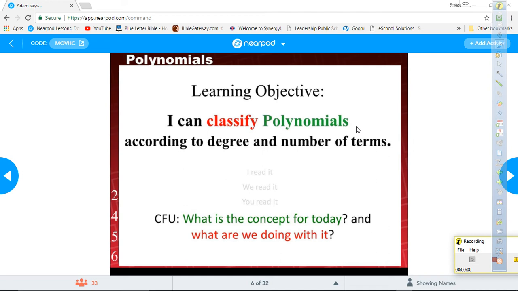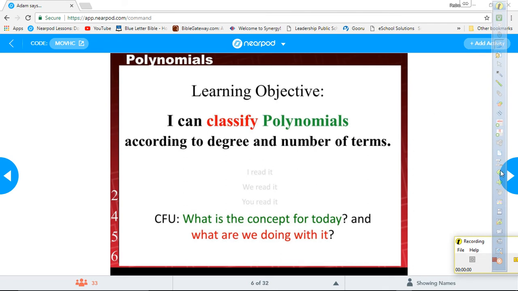Before I get to the concept, though, I want to clarify one term before we continue. So copy the objective really quick, and then I'll go ahead and clarify the other term. Okay, we got it? Yes.